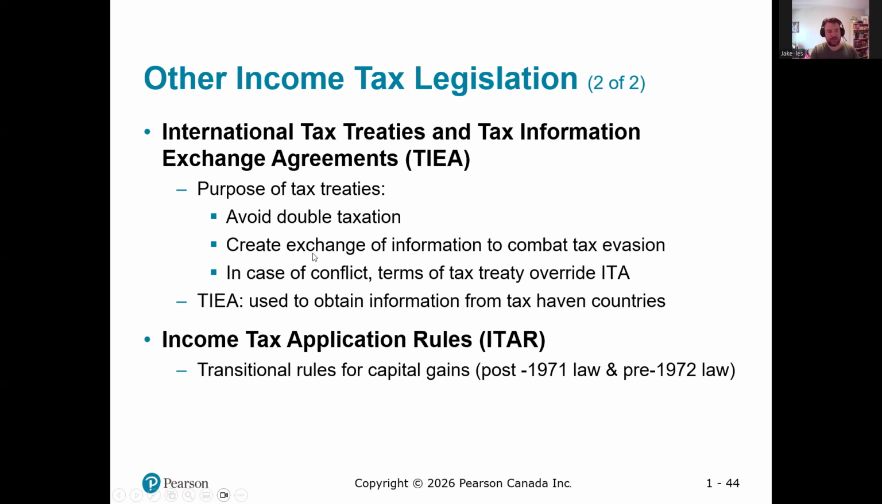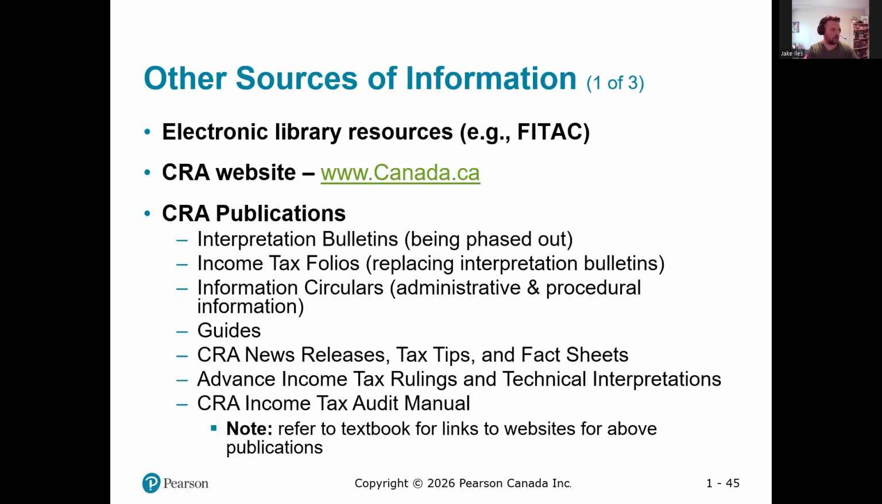It also allows countries to combat tax evasion because tax evasion is basically not reporting certain income. So if tax treaties are agreements that two countries will share tax information on an individual, then it helps them catch people who are trying to hide income by keeping it in another country. Whenever there's a conflict, the tax treaties override the Income Tax Act. If there's something in a treaty that is a specific agreement between the countries, that rule applies over the Tax Act.